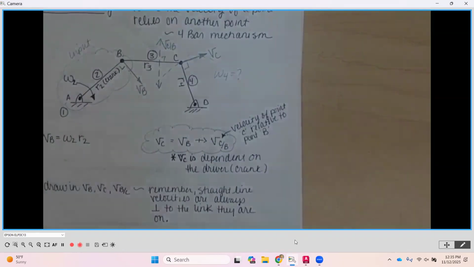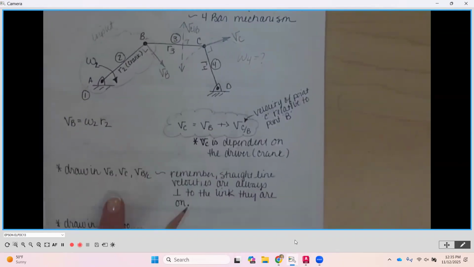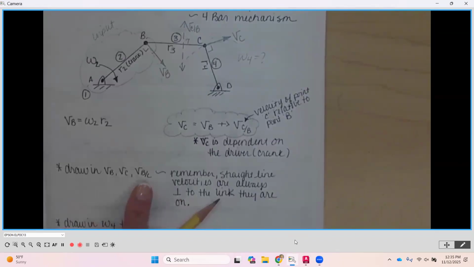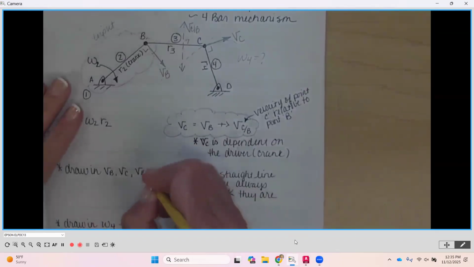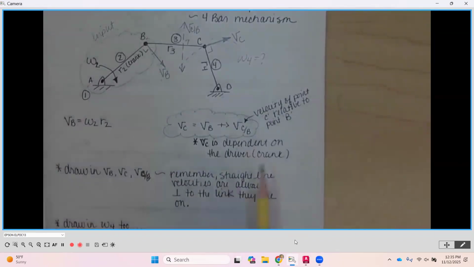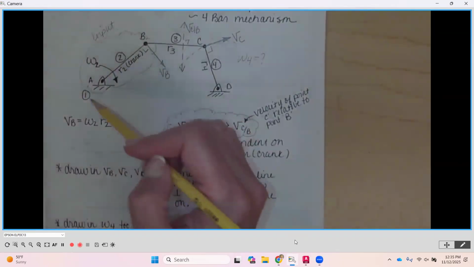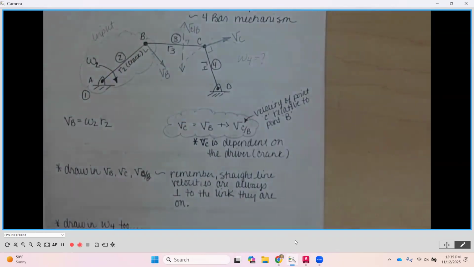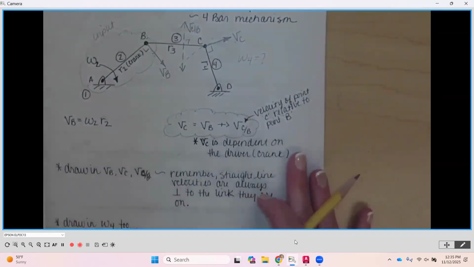Don't worry, we'll get a lot of practice on this. If you're thinking, I don't understand how she knew where that stuff was, we'll have examples with numbers and we'll go through this again. So we drew in place VB, VC, and C relative to B. I'm sorry, I got that mixed up. It is important that we have it in the right order. You might be wondering, does it really matter? It does. It's always unknown relative to known. And in this case, our unknown is C, assuming we know everything about the crank, the input, and C would be considered an output.